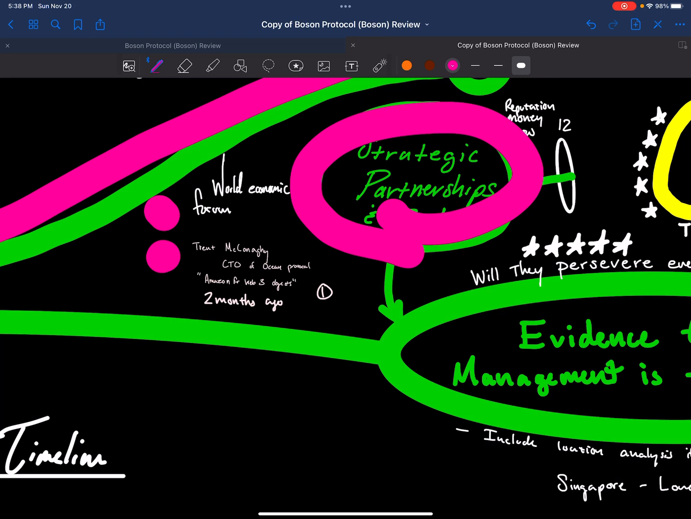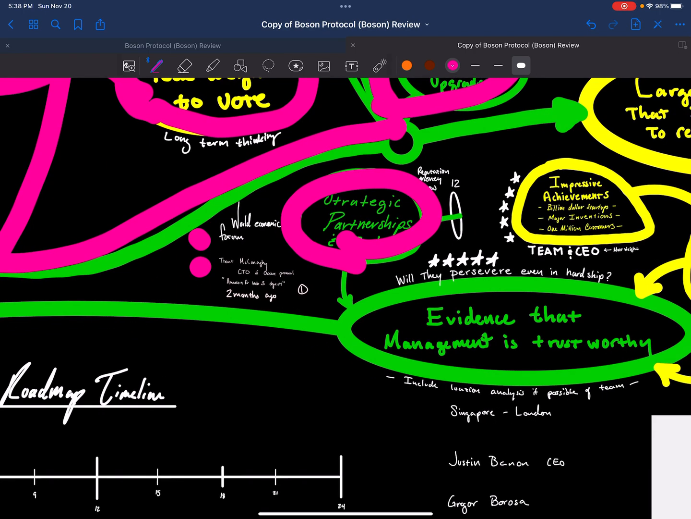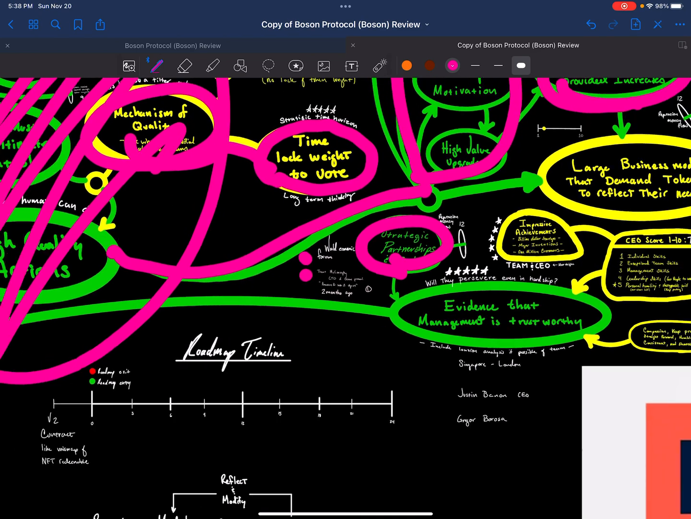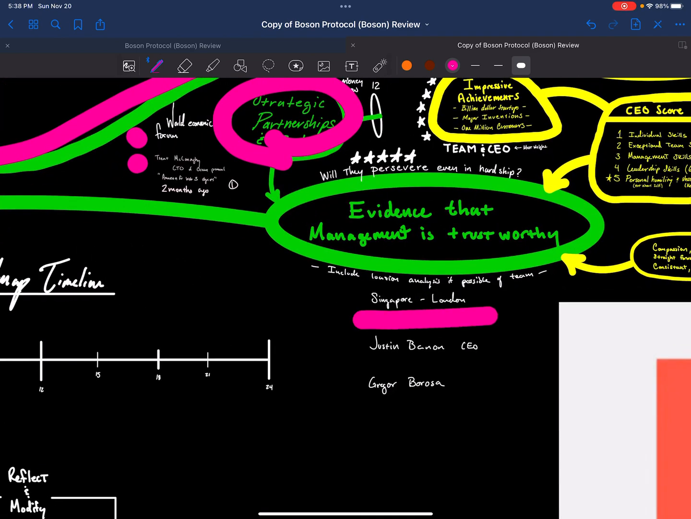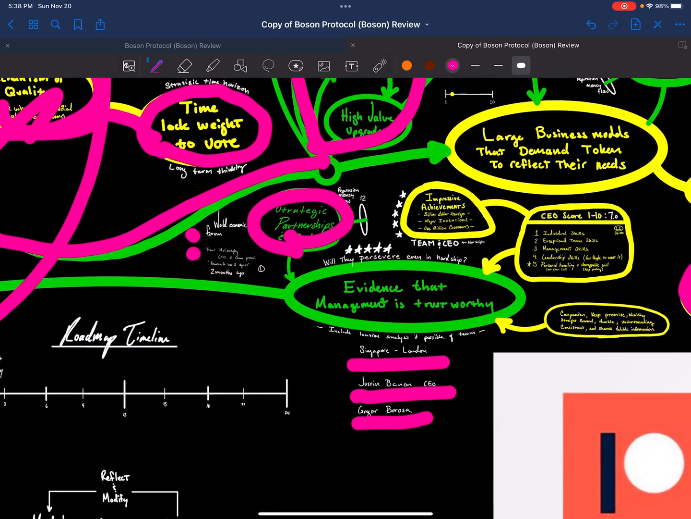One of the CEOs had an interview with Trent McConley, who spoke very highly of Boson Protocol, and he's the Chief Technical Officer of Boson Protocol, so I know he's a pretty legitimate actor. That's a pretty good vouch right there. So they have decent backers, etc., from that angle, validating their experience. I saw Singapore and London, so that's probably where most of the team is located. The CEO is Justin Bannon, and Gregor Bazera is also a founder.